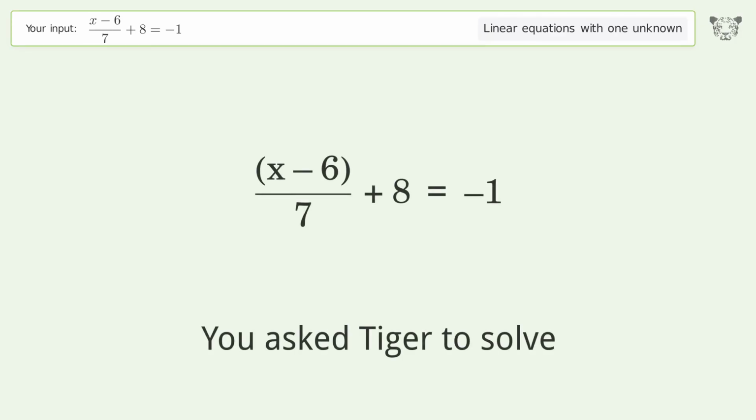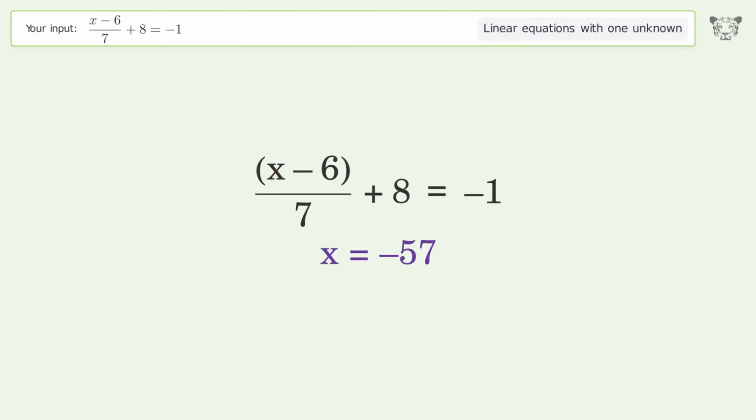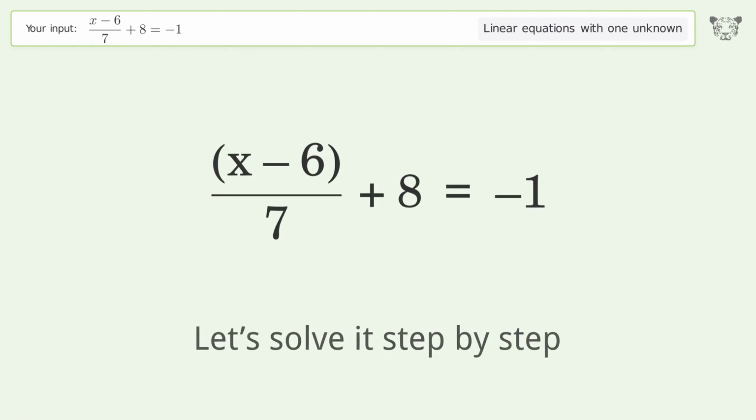You ask Tiger to solve this. This deals with linear equations with one unknown. The final result is x equals -57. Let's solve it step by step.